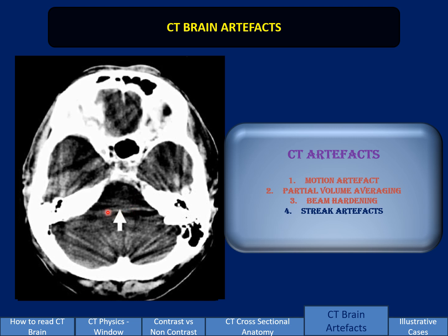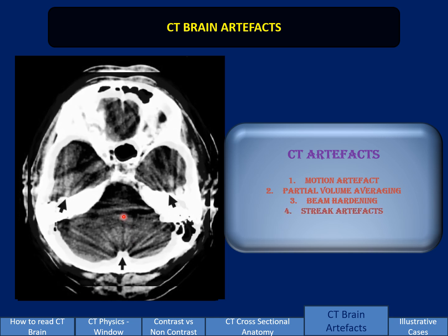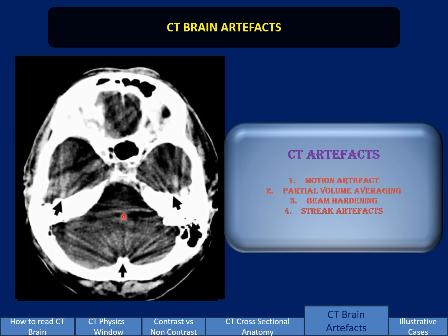This is the reason why the posterior fossa of the brain stem is not very adequately evaluated in case of a CT. That's the reason why we ask for an MRI brain in case of a posterior circulation stroke. Fourth artifact, the streak artifact, is basically an extension of the beam hardening. Because of the beam hardening, we are able to see various streaks which are coming out of it. So this is again obliterating the entire posterior fossa.